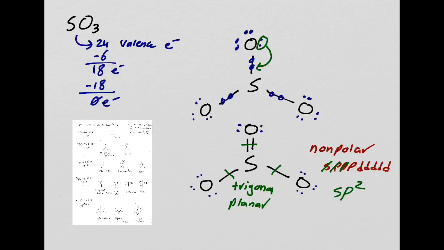Double bond, triple bond, lone pair, single bond, all count as 1. All right, so far so good. Nice job. Let's go to SO3 minus 2.